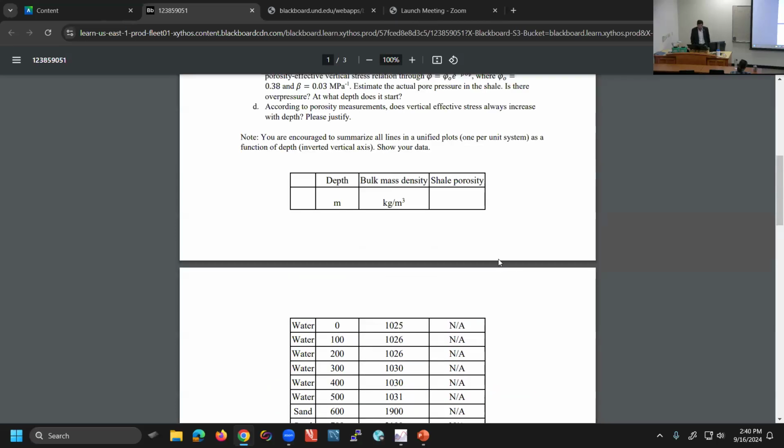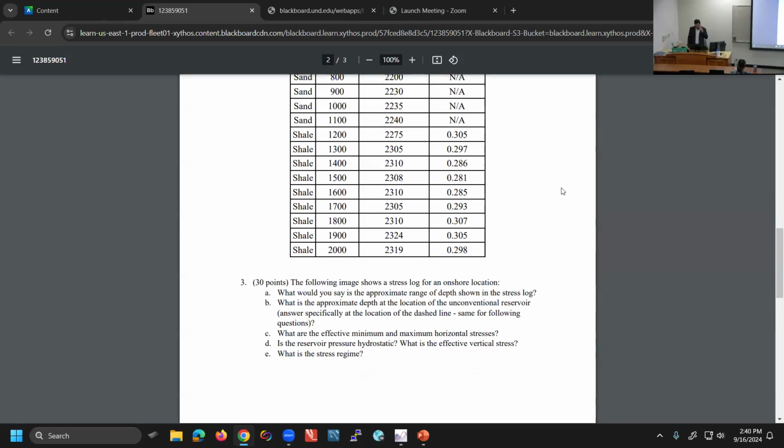Notice how the density of the water changes as you go. We noticed that. So this is how you need to input that into your approximation to get SV.